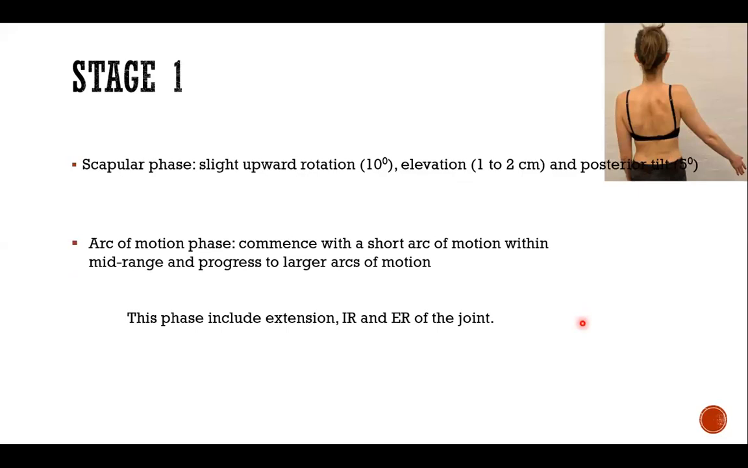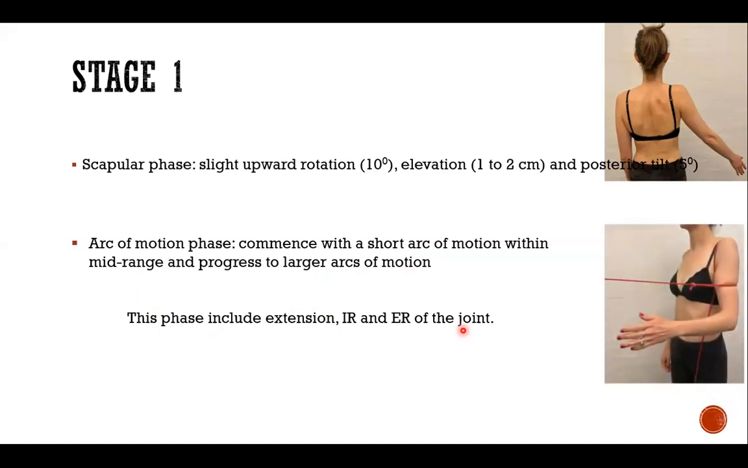So the second phase is the arc of motion phase. The main aim is to regain the humeral head within the glenoid at 0 degrees of elevation, that is, the hand by the side of the body. And once adequate control is obtained, a short arc of ER is usually commenced. This is progressed from mid-range to larger arcs of motion, and this is usually concentrated on extension, internal rotation, and external rotation of the joint. So this is how it is done.